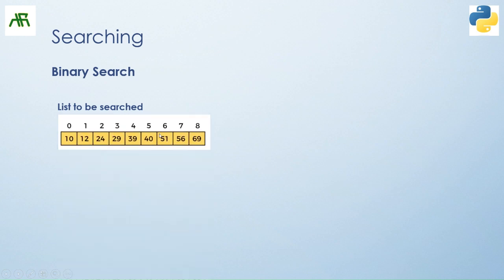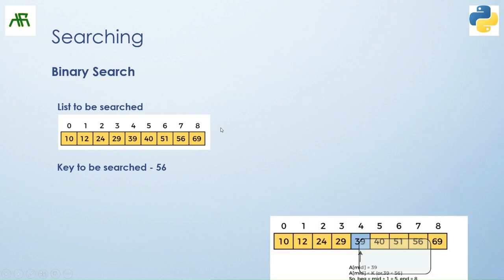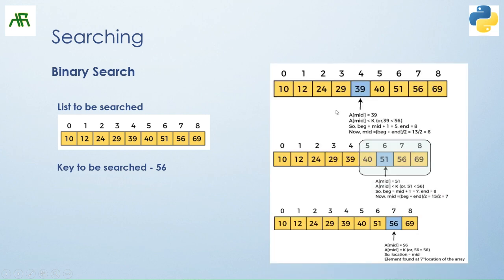Let's look at the depiction of binary search. I have a list that needs to be searched, some 9 elements, and I want the key 56 to be searched, whether it is present or not and, if so, which position it is present at in this particular list. So here is the process. Since there are 9 elements, the middle element is identified to be 39, and the value I want to search, 56, is compared against 39.